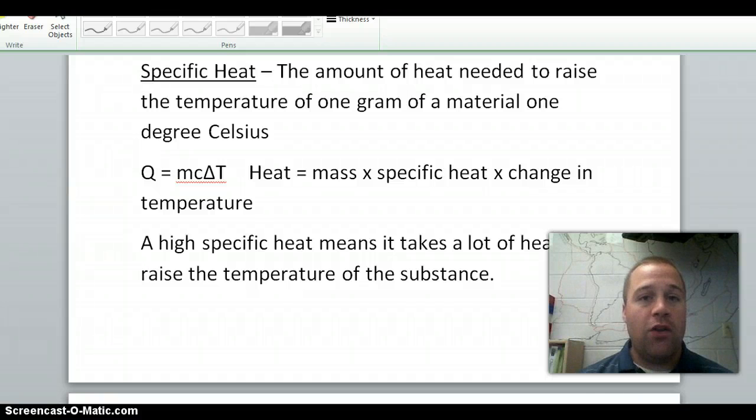It follows the equation Q equals mc delta T. Q is heat, m is mass, C is specific heat, which is the constant for each individual substance, and delta T is the change in temperature.